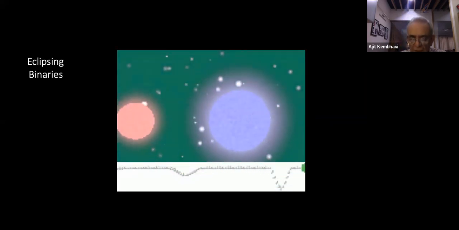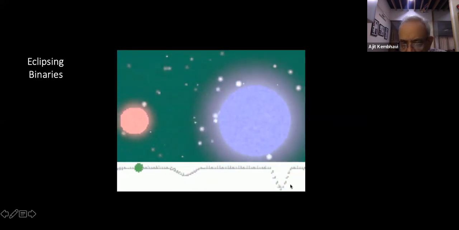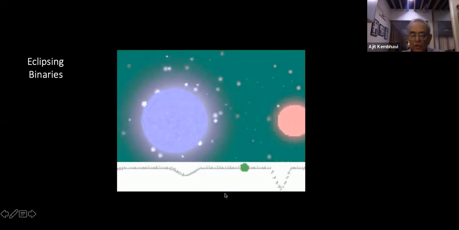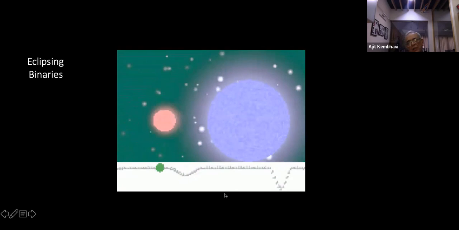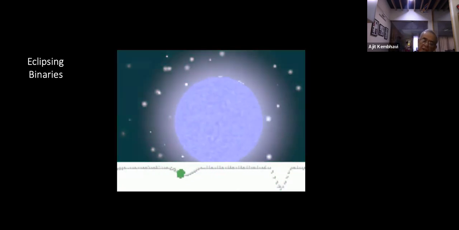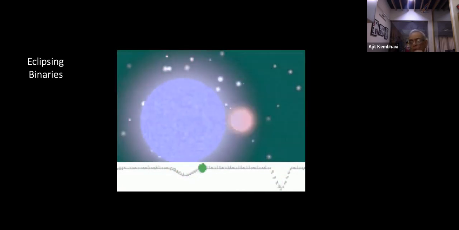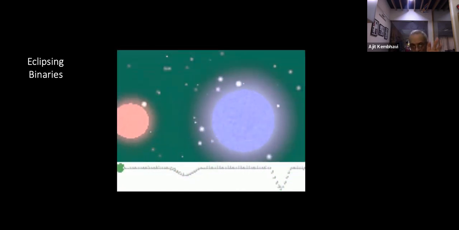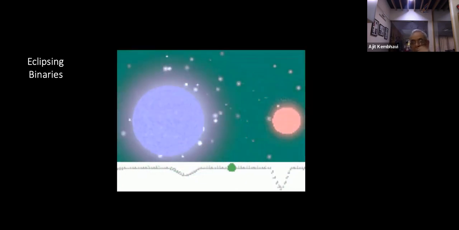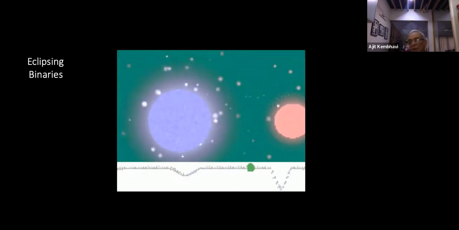Okay, so if you look at that carefully, you will find that one dip is shallower and the other dip is wider. So what is this known as? This is known as an eclipsing binary, which is the same as the eclipses of the sun and the moon that you get. Where the moon's shadow, when the moon obscures the sun, you get a solar eclipse. When the sun obscures the moon, you get a lunar eclipse.